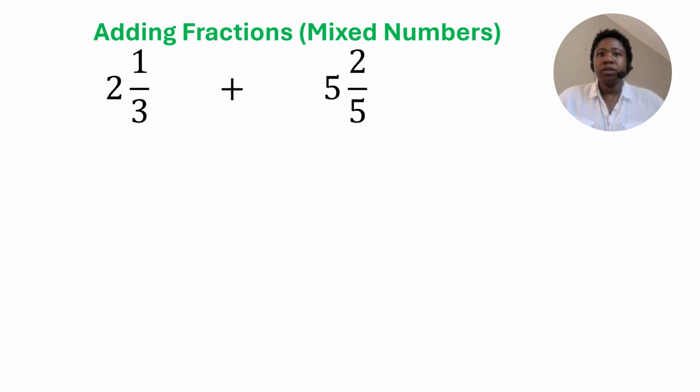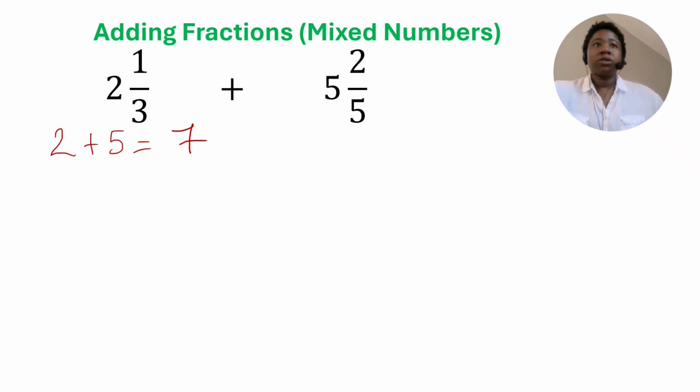So the first fraction has a whole number of 2. And the second fraction has a whole number of 5. So we're going to just add them separately. 7. Now the first fraction has a fraction component of 1 over 3, and the second has 2/5. So we'd like to go ahead and add these.